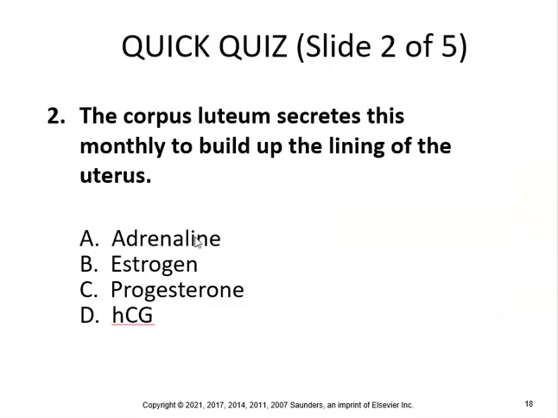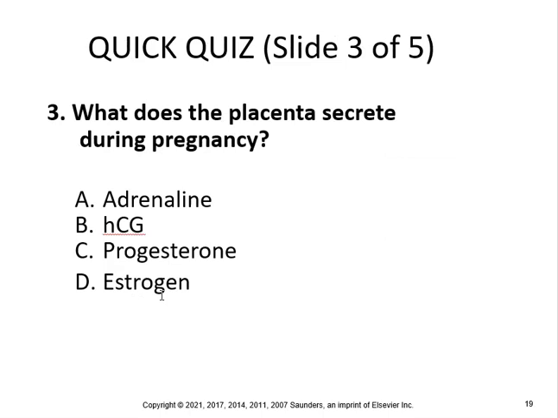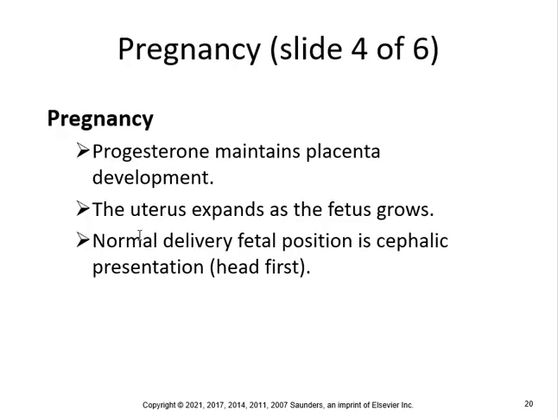Alright, the corpus luteum secretes this monthly to build up the lining of the uterus, and that would be progesterone, which would be C. What does the placenta secrete during pregnancy? And that would be B, as in human chorionic gonadotropin, HCG.